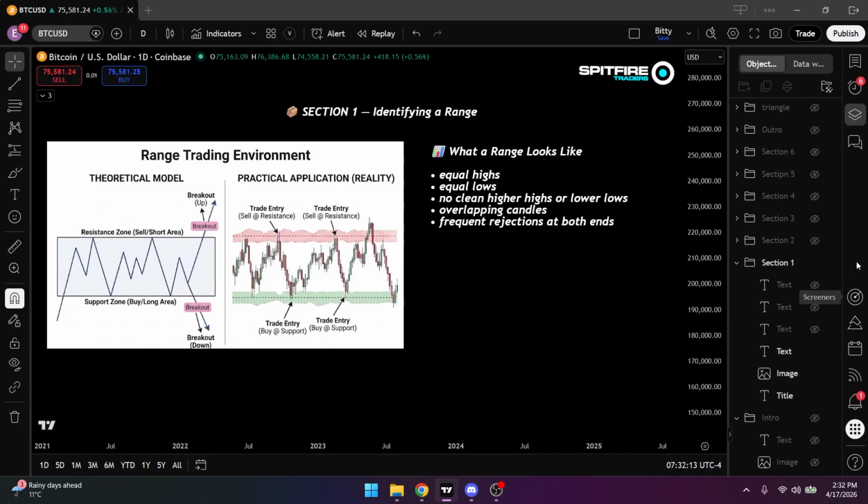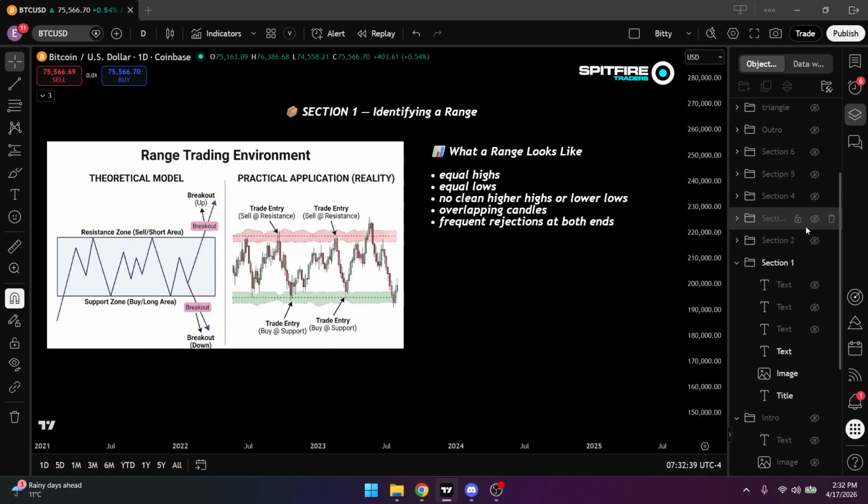So what does a range actually look like? It has equal highs, sellers consistently defend the same area, equal lows, buyers are consistently defending the same area, no clean higher highs or lower lows, meaning no trend structure, overlapping candles, choppy, indecisive price action, and frequent rejections at both ends. Price keeps getting pushed back into the range.